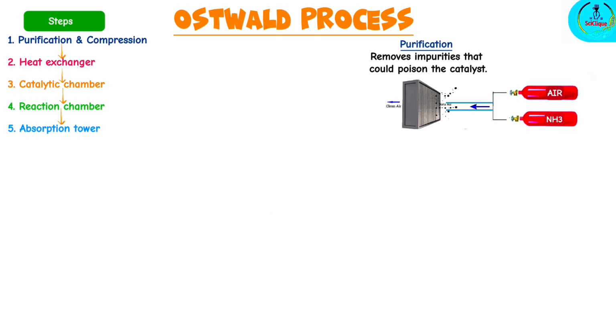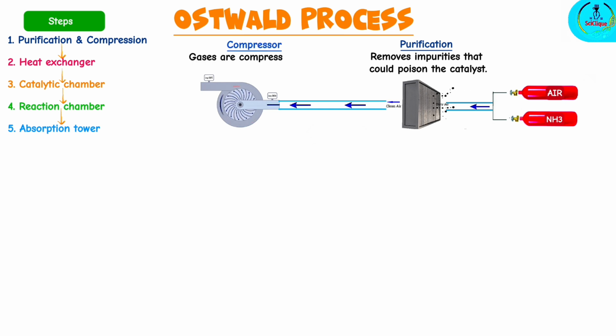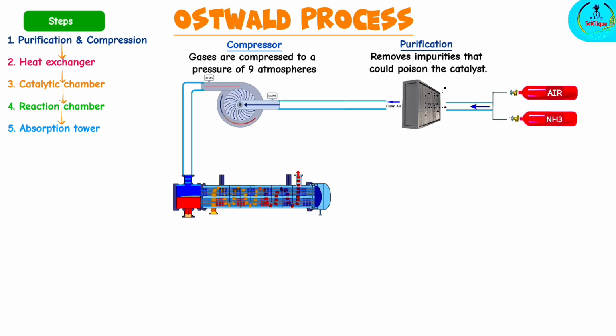Now our next step is passing on to a compressor. Now the purified gases are passed into the compressor. Over here what happens is that they are going to be compressed to a pressure as high as 9 atmospheres. This high pressure is very good because it actually favors the formation of the product. Our next step, you're going to have this mixture. Remember, the mixture is of ammonia and air being passed on to a heat exchanger where it's going to be warmed to temperatures as high as 230 degrees.